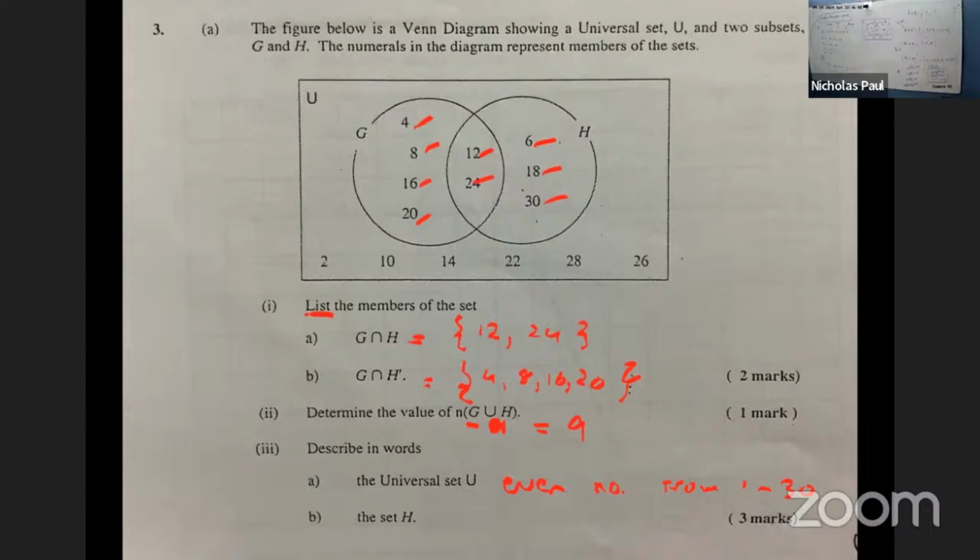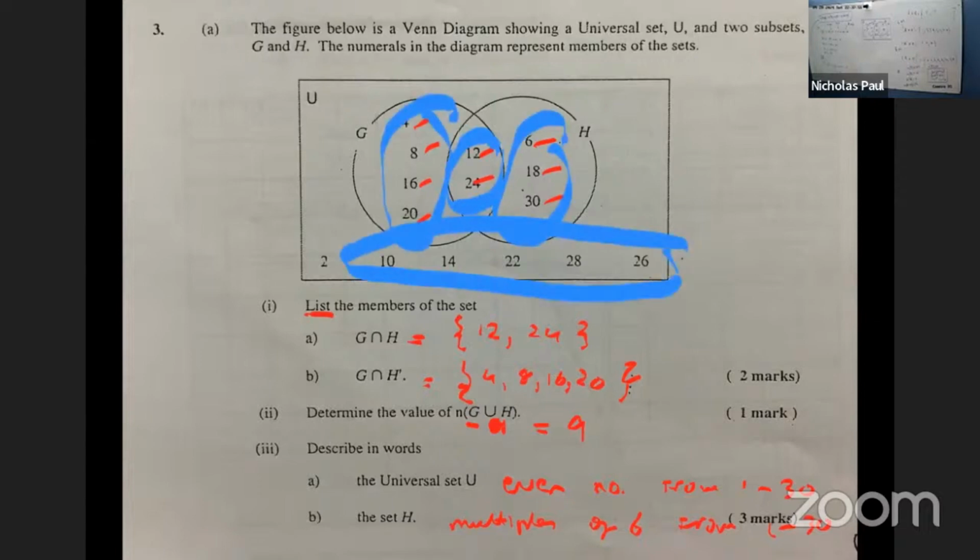And what is the set H? H is multiples of 6. Again, you have to tell them from 1 till 30. So again, please remember that in the middle is intersection. Here is G only, here is H only, here is not in G or H.